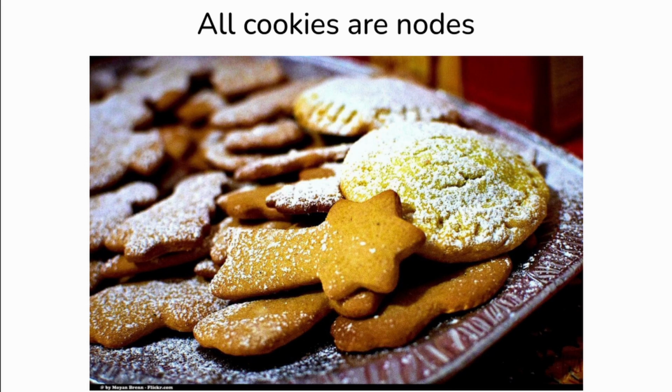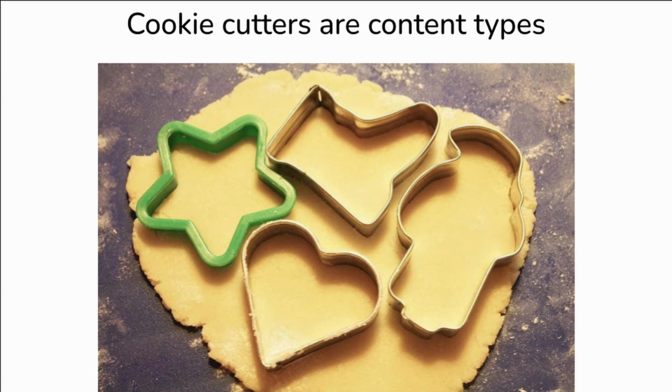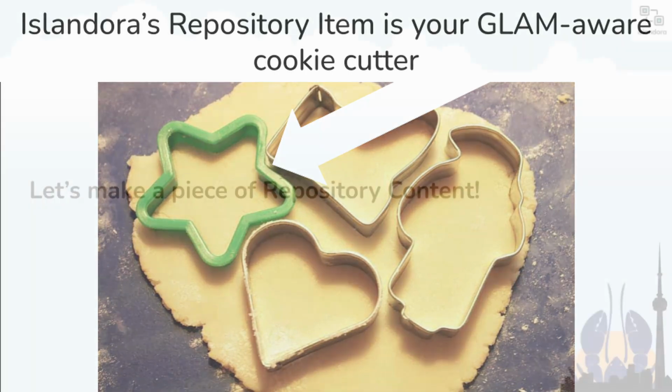If you can imagine cookies, just close your eyes for a second like I'm going to do right now, and imagine all of the cookies in the universe. And they're all nodes. Cookie cutters are the content types. And Islandora repository item is your GLAM-aware cookie cutter. So this is the cookie cutter that gives you the repository items that you need. There's more cookies ahead. Again, I was hungry.